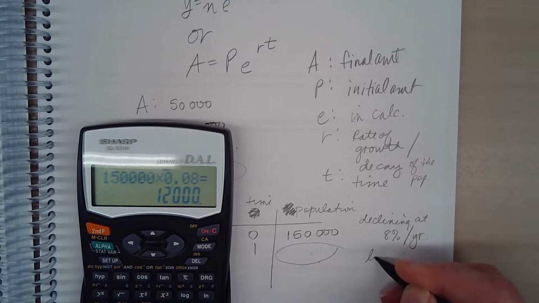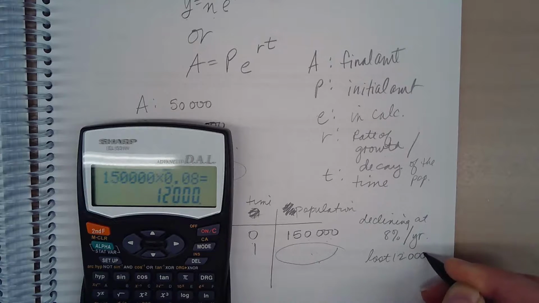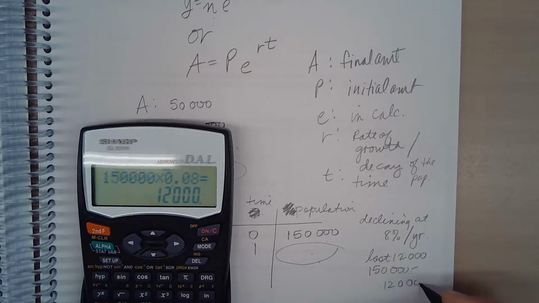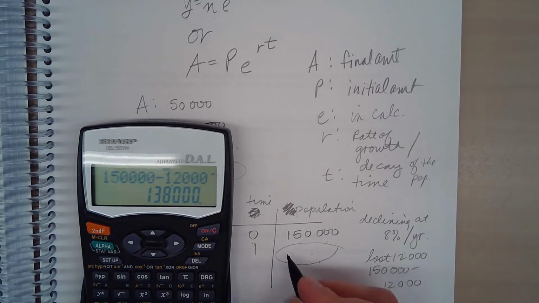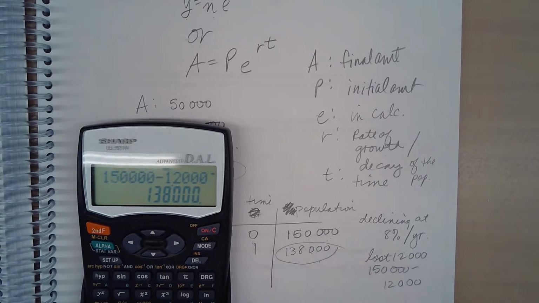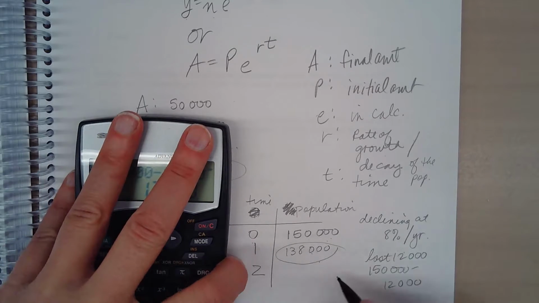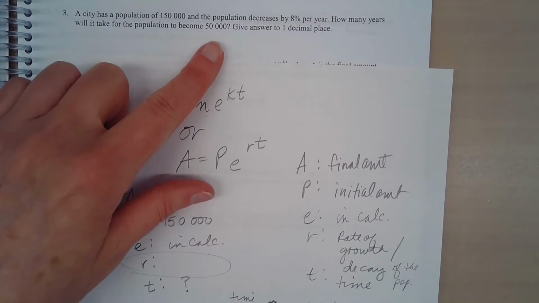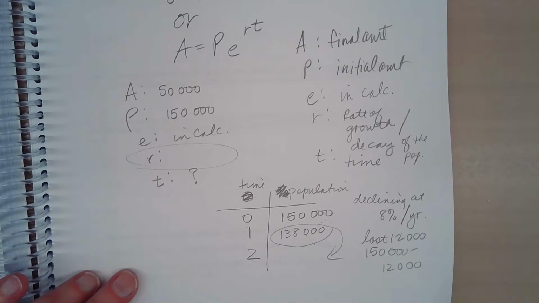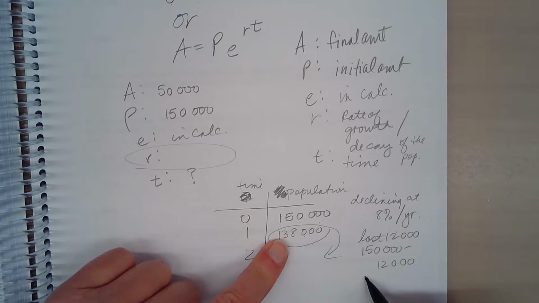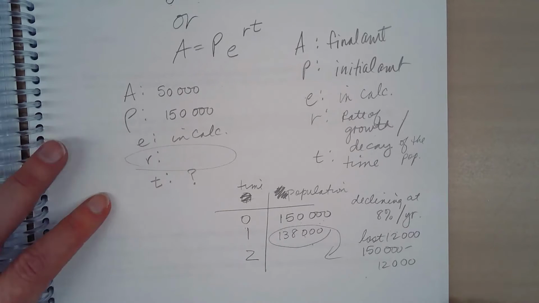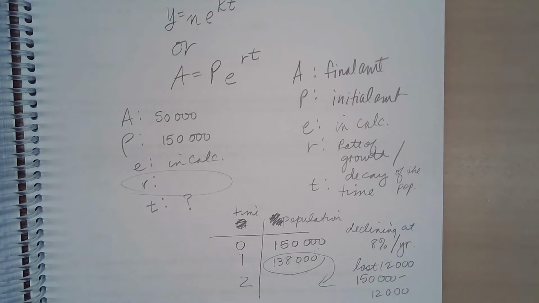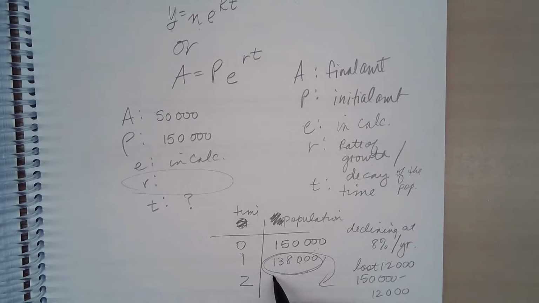Okay, we lost 12,000 people, right? So 150,000 minus 12,000 is what? 138,000. Agreed? Now, if I wanted to find year 2, what would I do? I'm not going to do this all the way till I get to 50,000, by the way. There's a quicker way, but I'm trying to demonstrate something here. I'd have to find 8% of this number and subtract it.